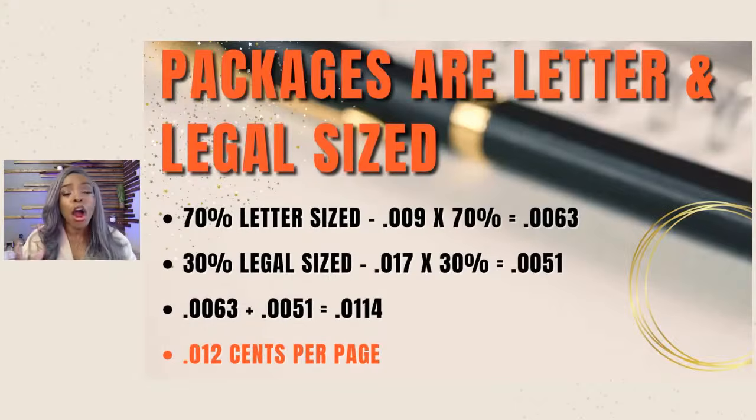So your packages are normally going to be a mixture of both letter size paper and legal size paper. And I find that it's about a 70-30 split, where about 70% of the package is on letter size paper and 30% of the package is on legal size paper. So when we take those costs for letter size paper and legal size paper and figure out 70% and 30%, that works out to 0.0114 per piece of paper. So almost 0.012 per page. I'm just going to round it up to 0.012 per page. So still just a little bit more than a penny.